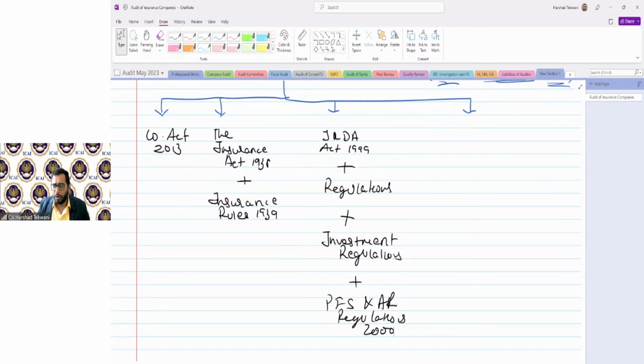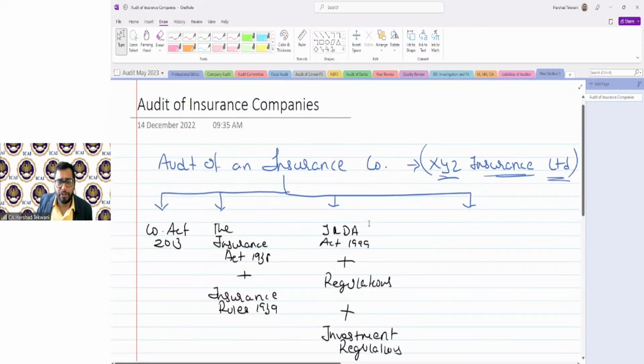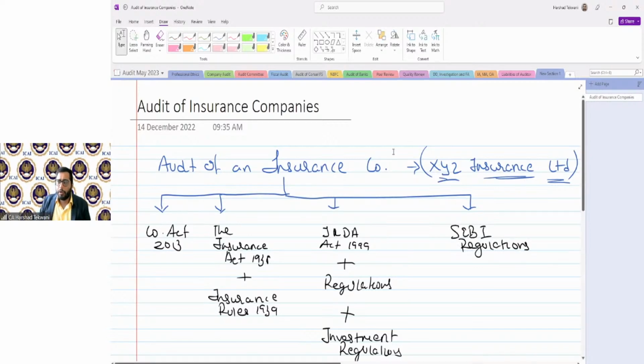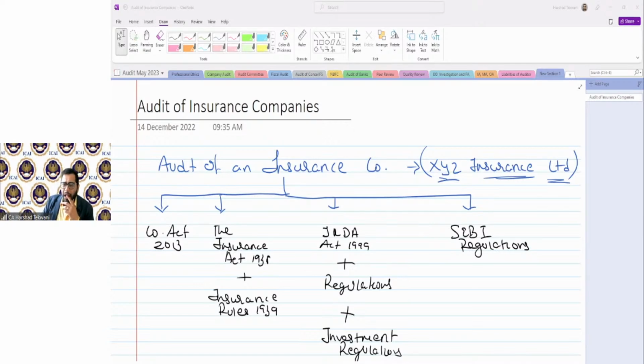Okay. Now I'll write one more law. You tell me whether that is applicable or not. So I'm talking about the audit of an insurance company. Whether SEBI regulations will be applicable to an insurance company, or RBI regulations. Whether SEBI or RBI regulations will be applicable to an insurance company.